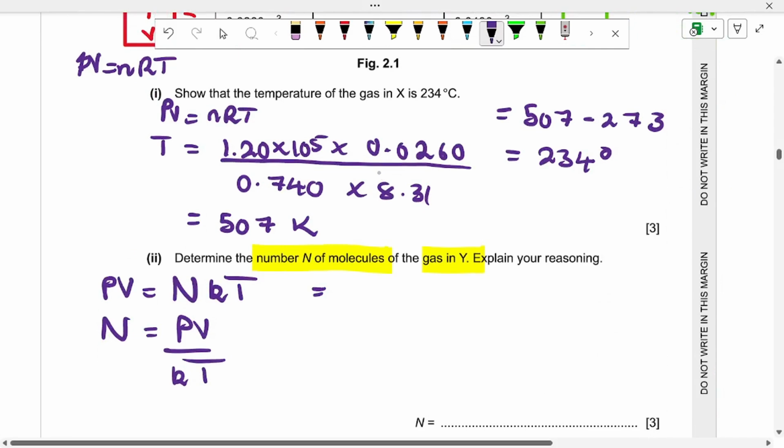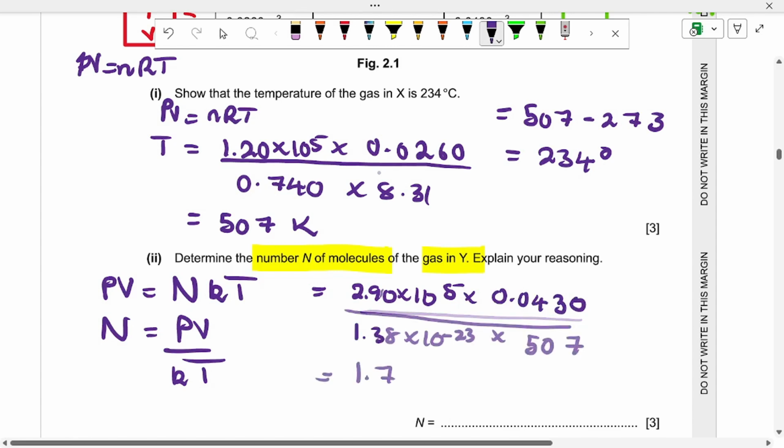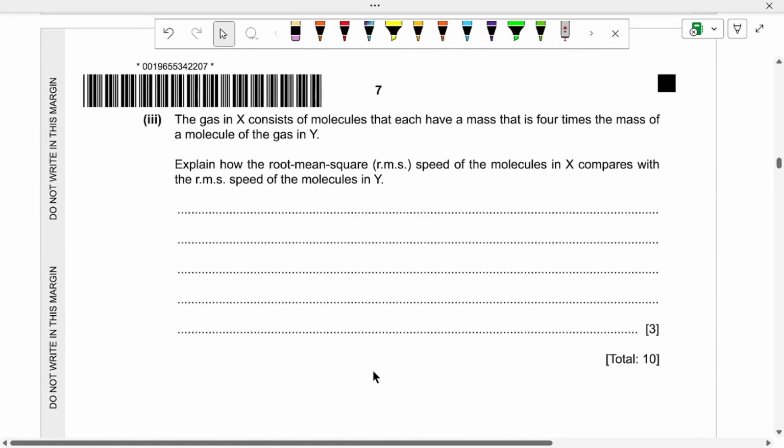So my pressure for Y is going to be 2.90 times 10 to the power of 5, multiplied by 0.0430 for my volume. I'm given that. And my value of k is just going to be 1.38 times 10 to the power of minus 23, multiplied by my temperature. So it's 1.78 times 10 to the power of 24. Hope that makes sense. I'll move on to the next question.